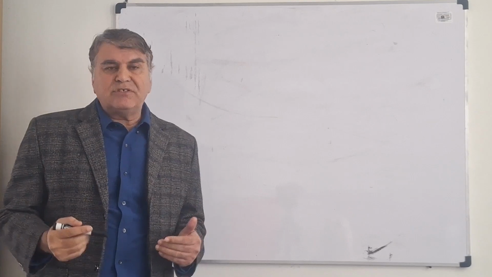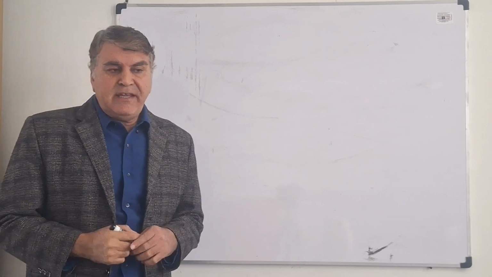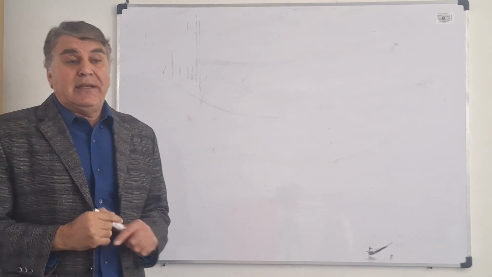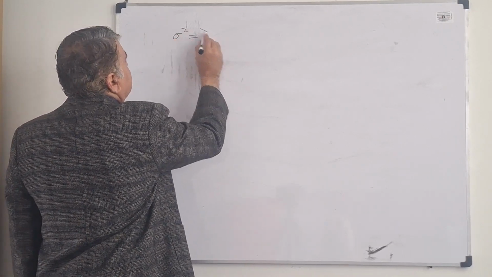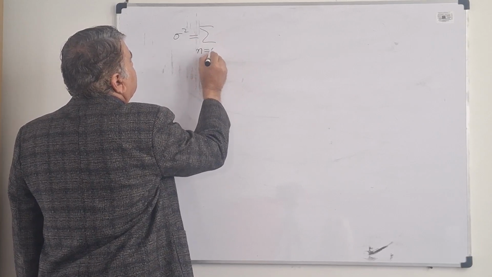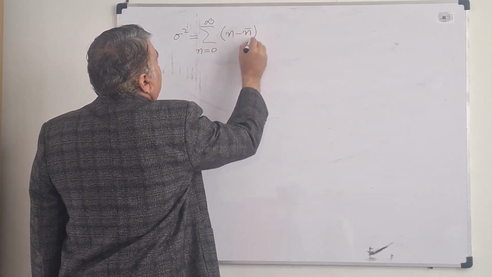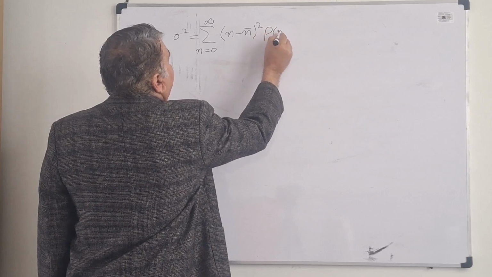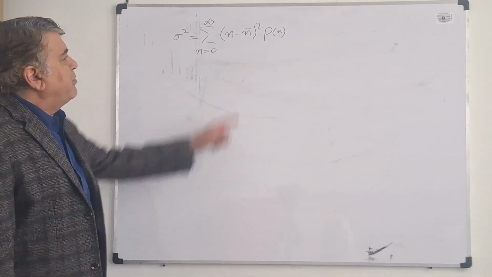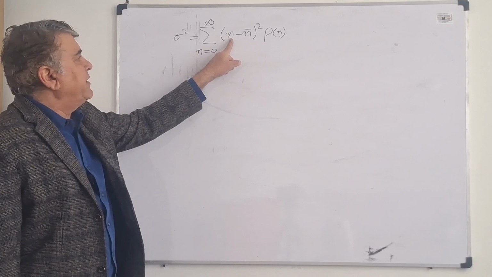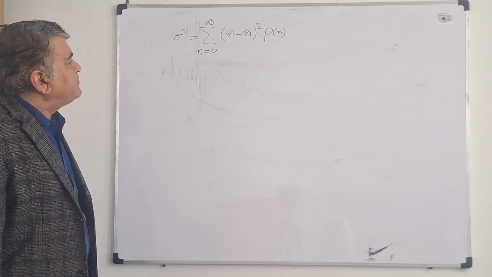In this video, I want to derive a relation for the variance of Poisson distribution. We know the variance of a random variable in a distribution is given by sigma squared equals the sum over n equals 0 to infinity of (n minus n bar) whole squared times P of n. This is a general definition for finding the variance of a probability distribution P of n for a random variable n, where n bar is in fact the mean of the distribution.